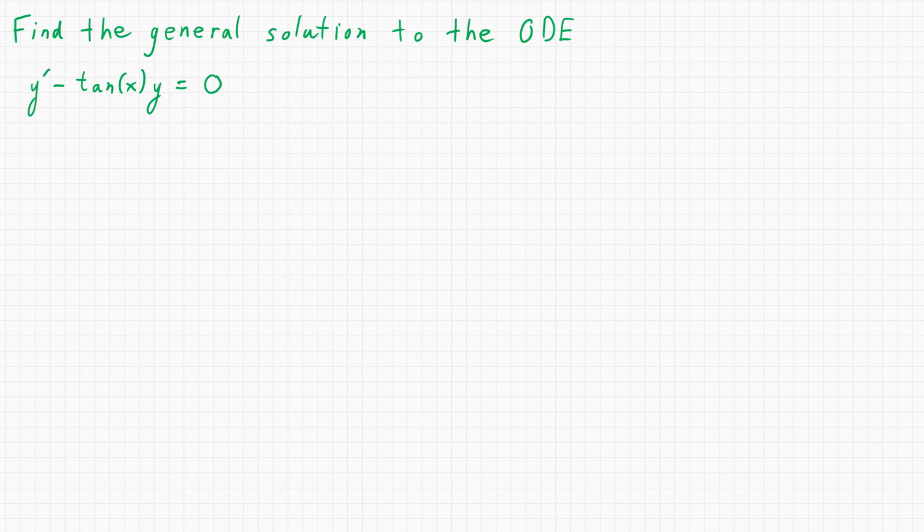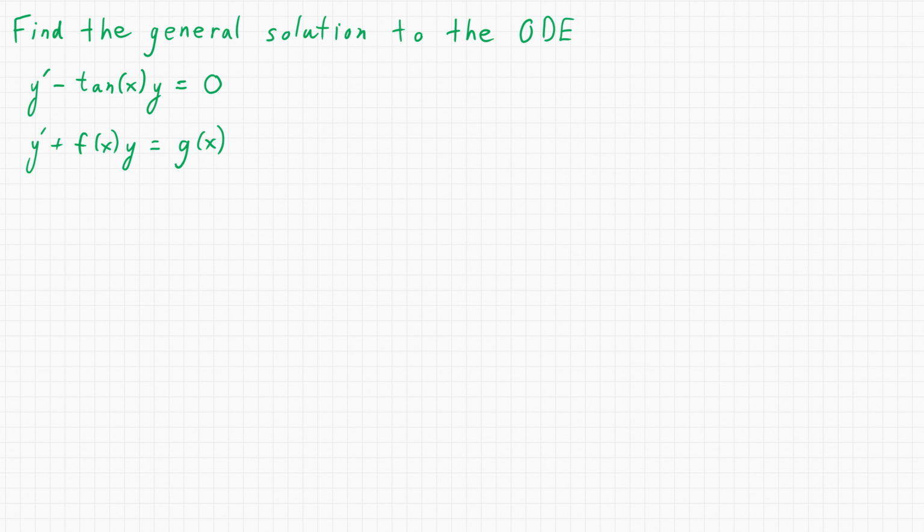Another example, find the general solution to the ODE. So here our ODE is y prime minus tangent of x times y equals 0 again. So we want to find the integrating factors. The first thing we want to do is make sure that this is in the correct format. The format that we need is y prime plus f of x times y equals g of x.